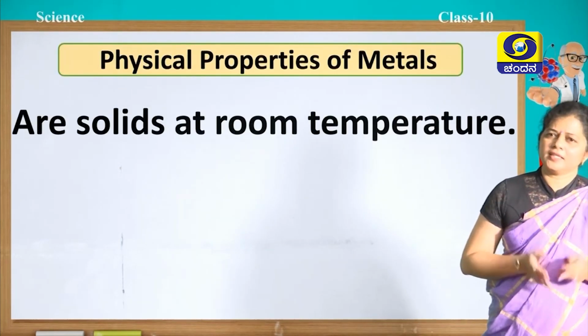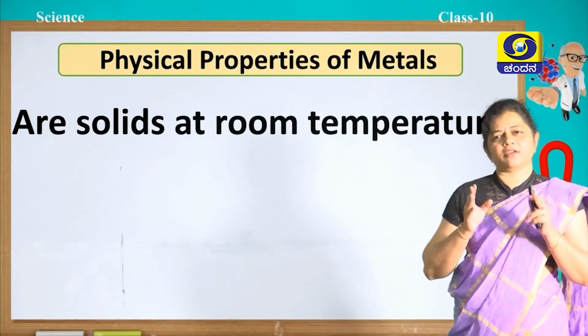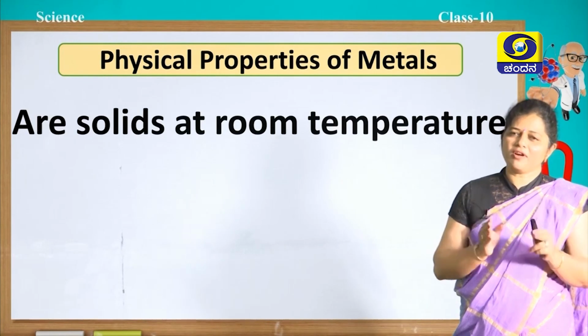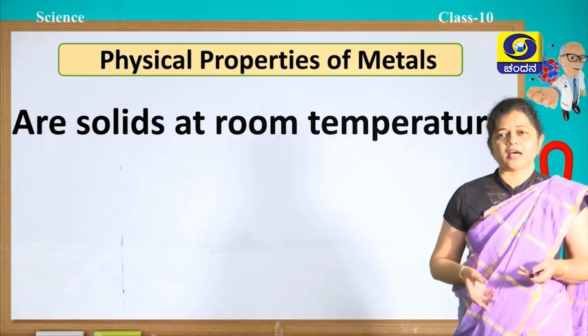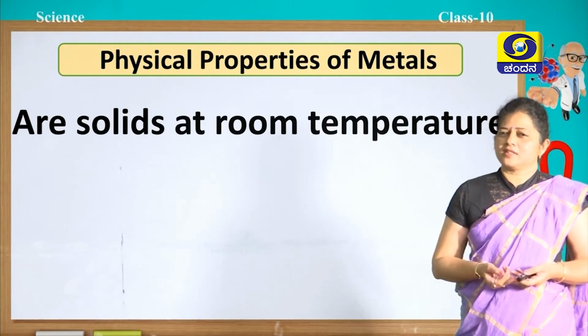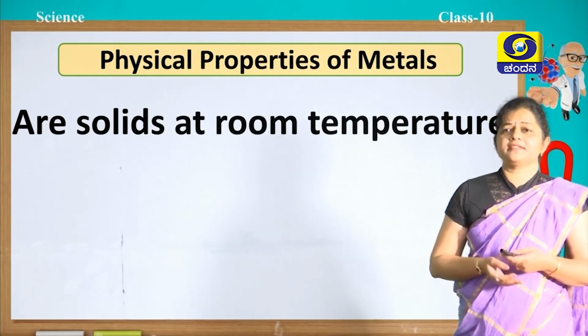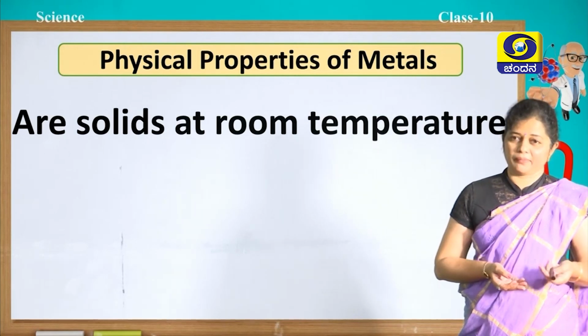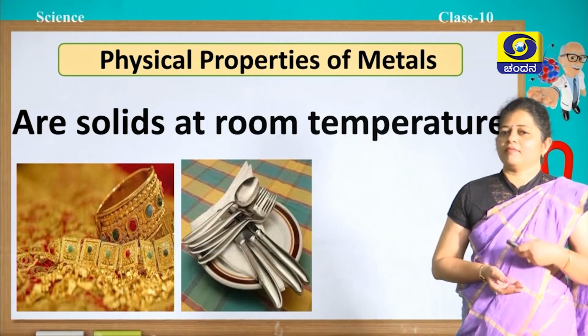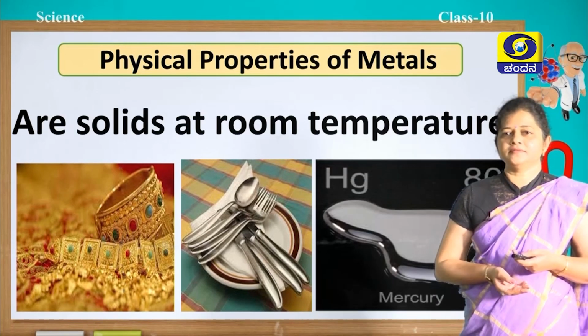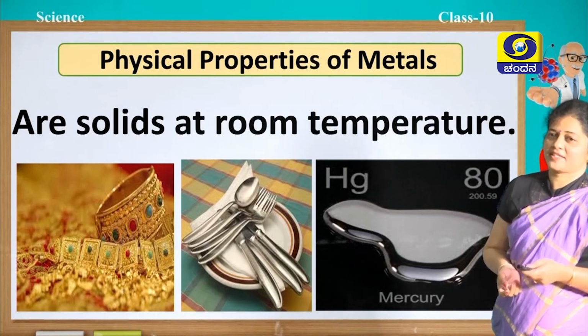And now, another important feature of metals is that they are all solids at room temperature. All metals are solids at room temperature. Whether you have seen iron, gold or silver, they are all solids at room temperature. You can see here the gold, and this is steel. But there is an exception.